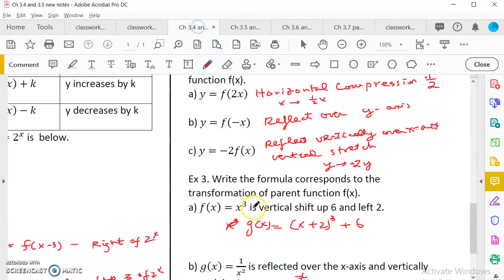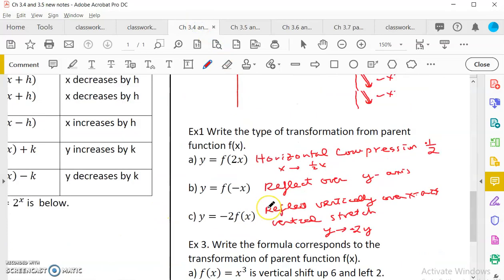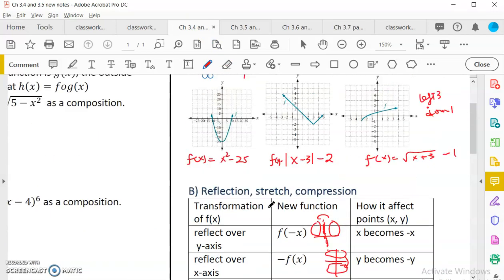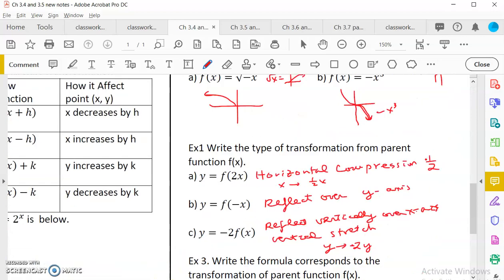Yeah, we will do a combined transformation in the next video.